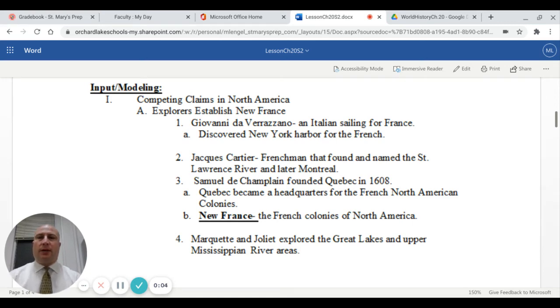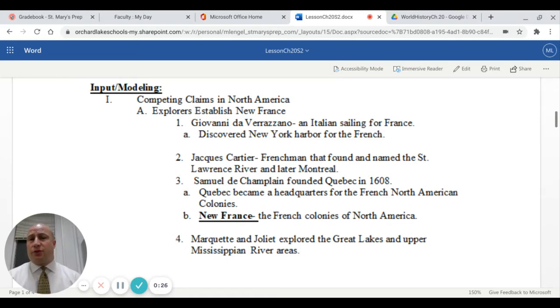We'll move forward into chapter 20, section 2, which is basically about how some of the European entities, such as the English, the French, the Dutch, start to create colonies in what is North America. And we're going to start with how those groups had explorers who moved into the region and started to discover different areas and waterways.